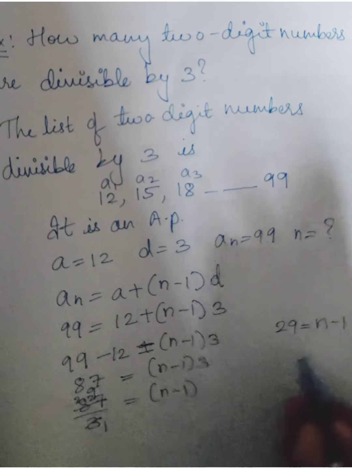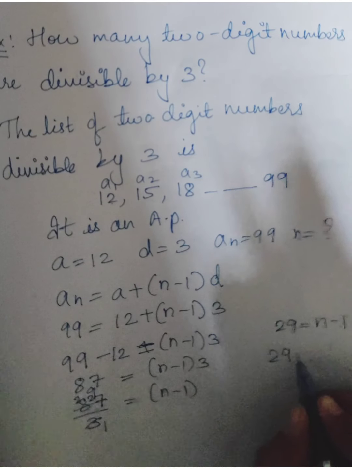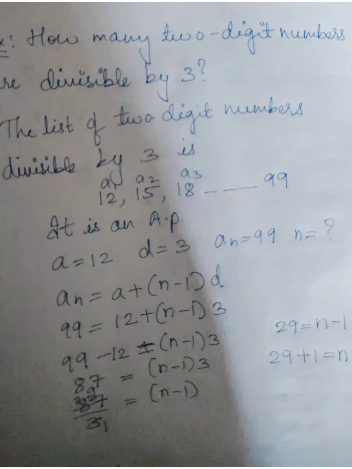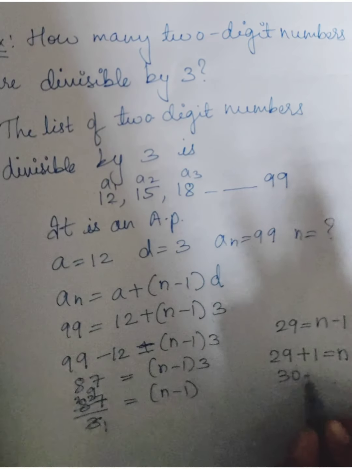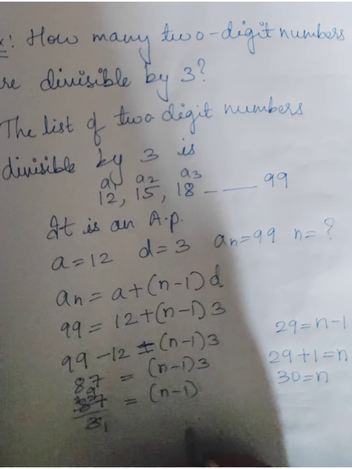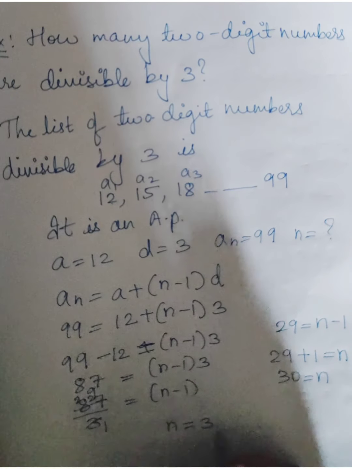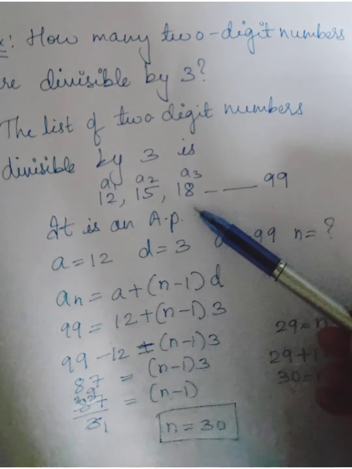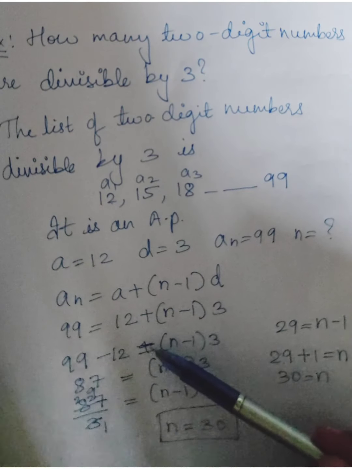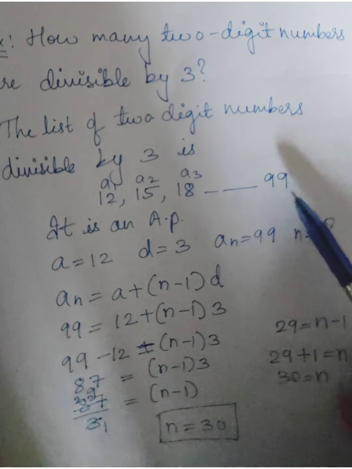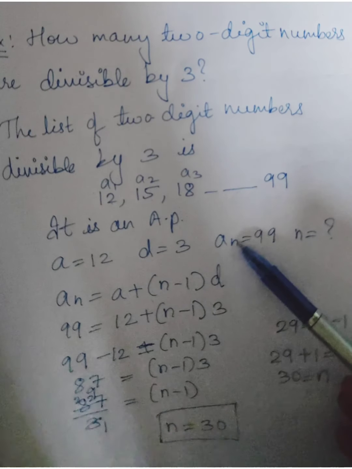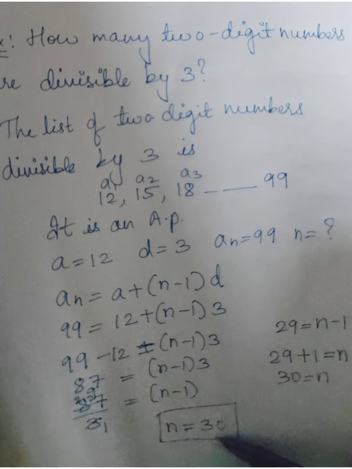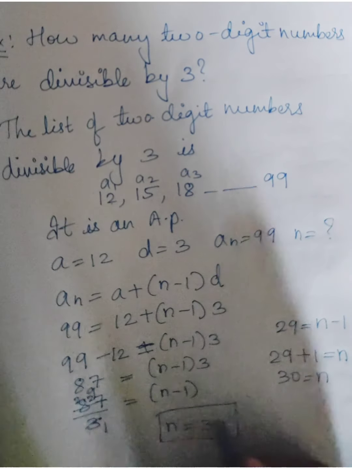Okay, so this minus 1 I am going to shift here. So 29 plus 1, minus 1 shifted here will become plus 1, which is equals to n. 29 plus 1 will be 30. 30 is equals to n. So what value are we going to get? n is equals to 30. So we have taken 2-digit numbers, found the terms, and applied the formula. an means the last term, which we have taken as 99, but we don't know n, the number of terms. So the number of terms will be 30 now. Okay, so this is the solution.